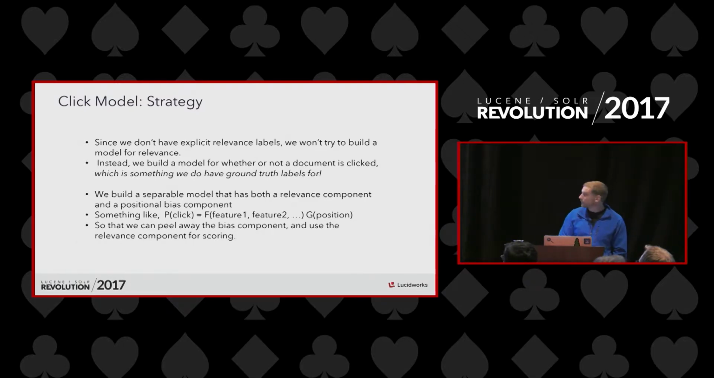If we can build it so that we understand the ingredients, and it's made up of multiple ingredients, that's what I want. I want a model that tries to predict clicks, and I want it to look something like this: probability of a click equals F of relevance features times G of position. This will hopefully be more clear in a second, but I want a separable model that has a relevance component and also a positional bias component.